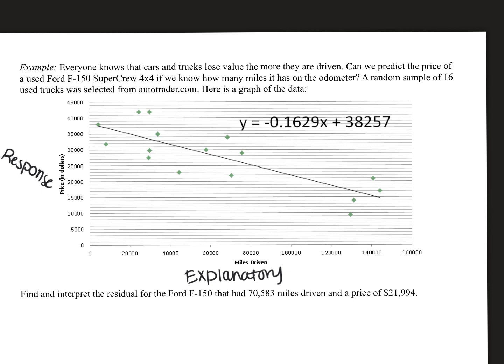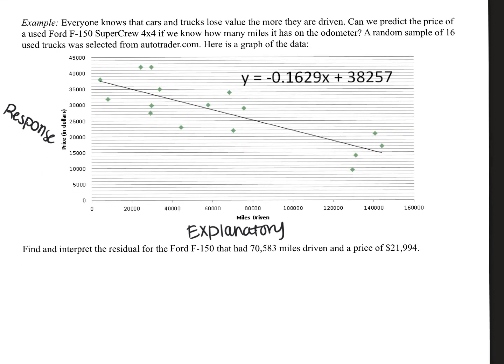And we already have our least squares regression. So y equals negative 0.1629x plus 38,257. And this is one of those cases where a y-intercept doesn't make sense. So you're saying a used car with 0 miles would cost $38,257. And there's no such thing as a used car with 0 miles. Then it would be a new car. So here a y-intercept doesn't really make sense.